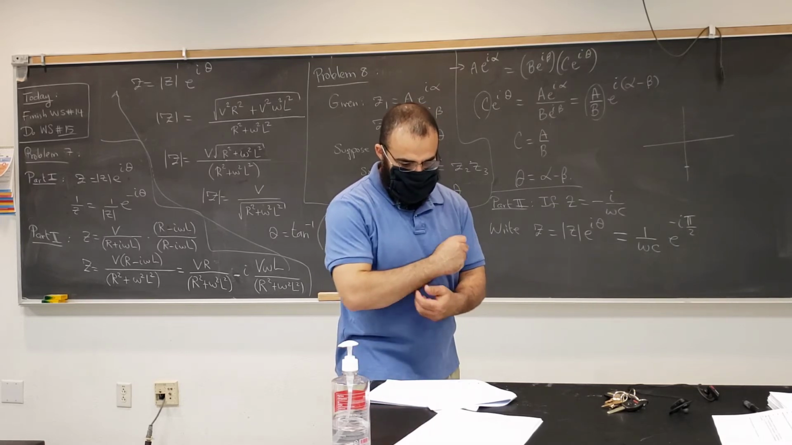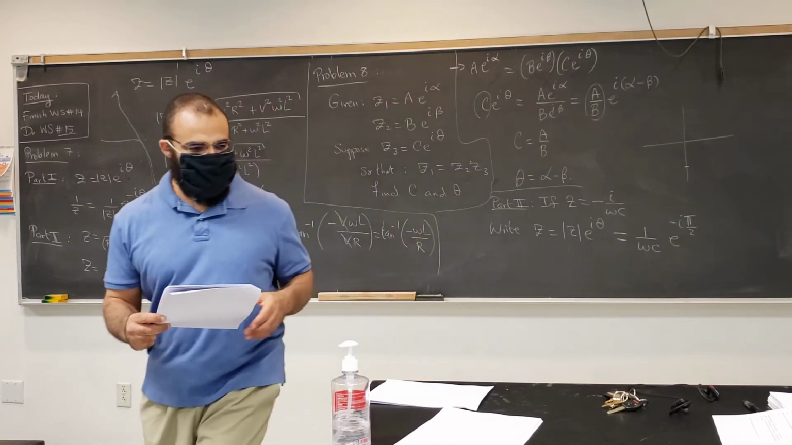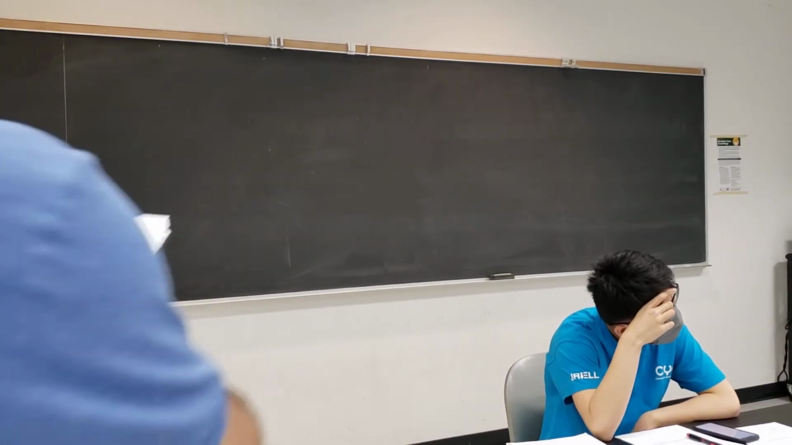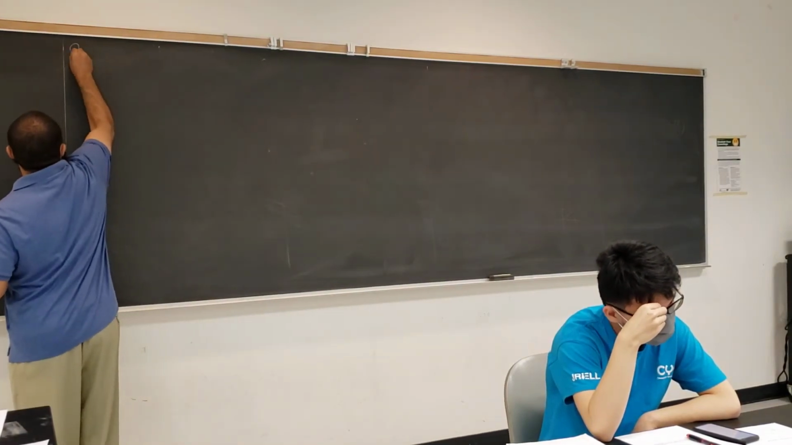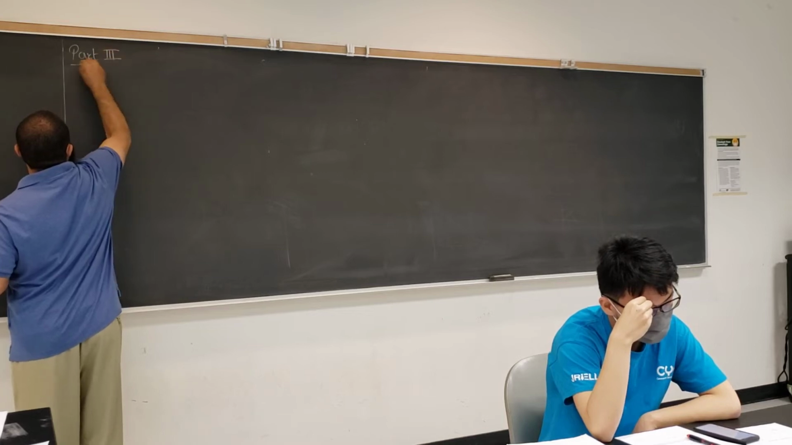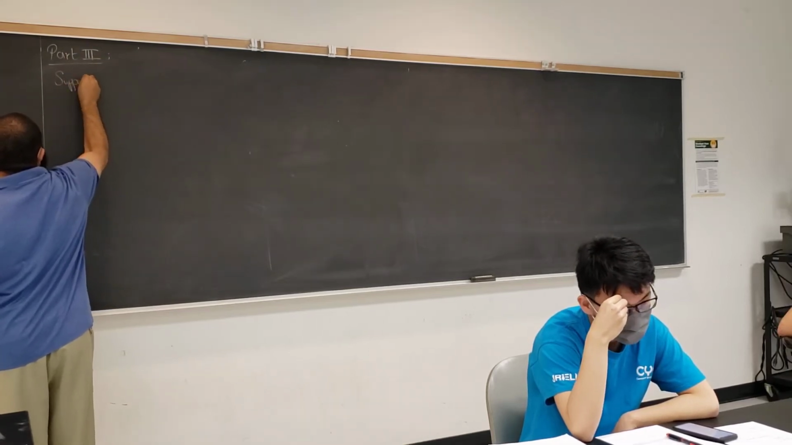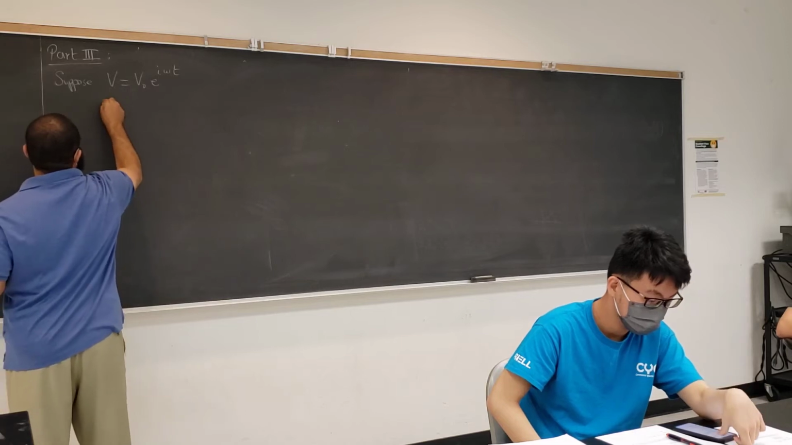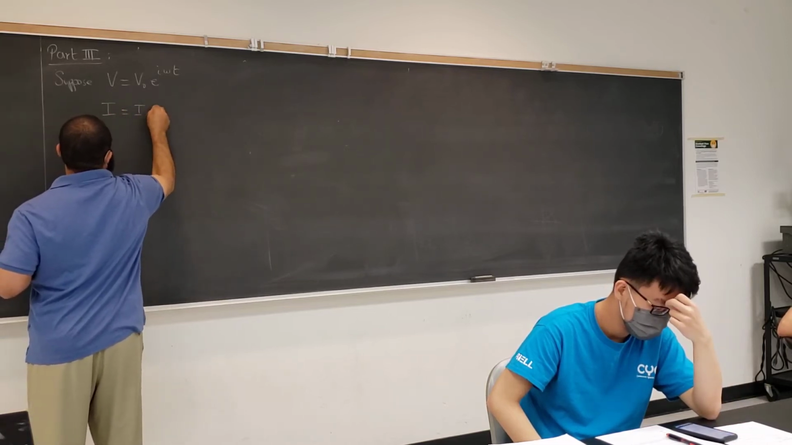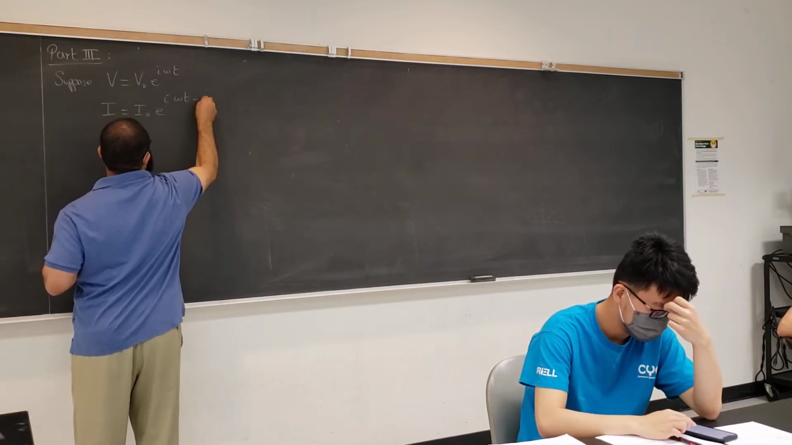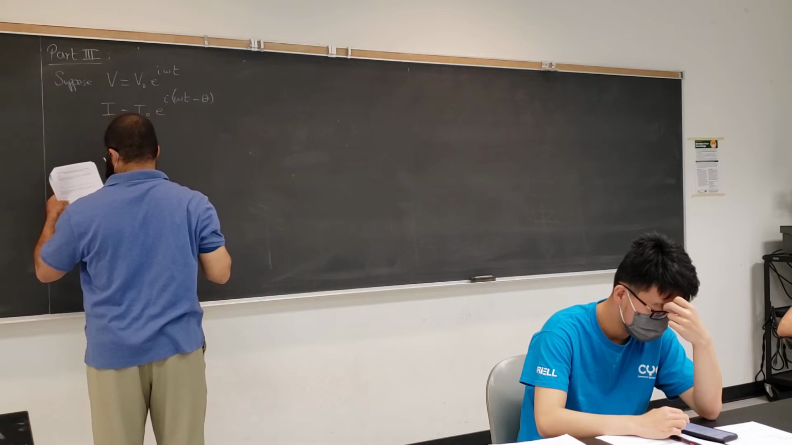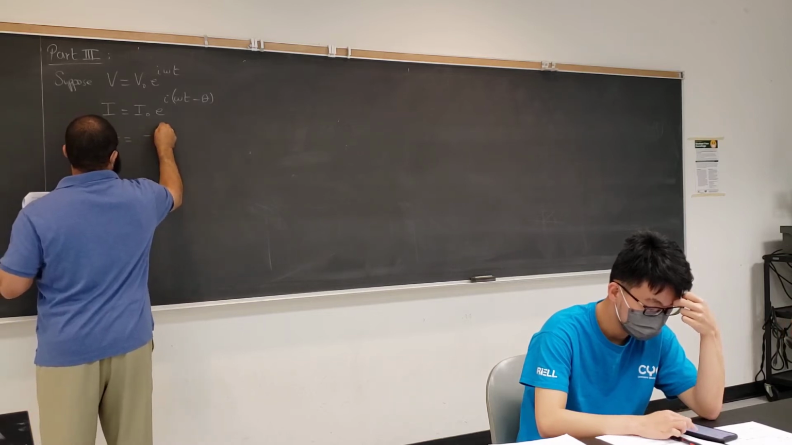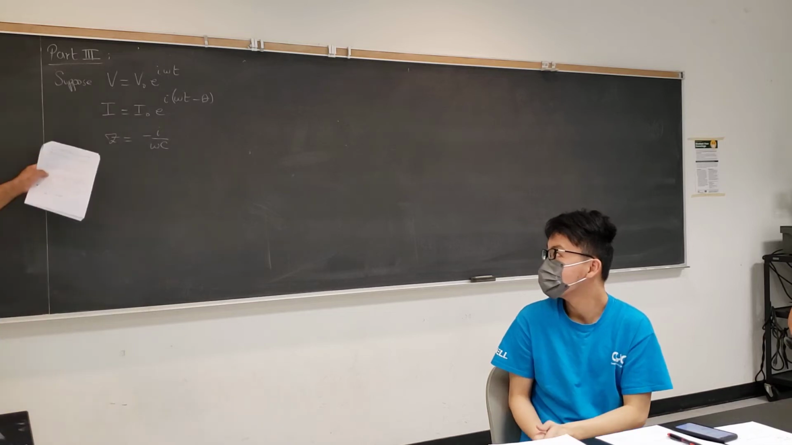Okay. Part 3. Oh, I need to move the angle of the camera. So here is the question for part 3. Suppose you have this. V is V0 e to the I omega t, right? And then you're given this other one, I is equal to I0 e to the I, omega t minus theta. And we're also given Z is equal to minus I over omega C.